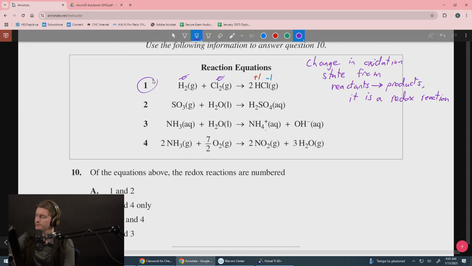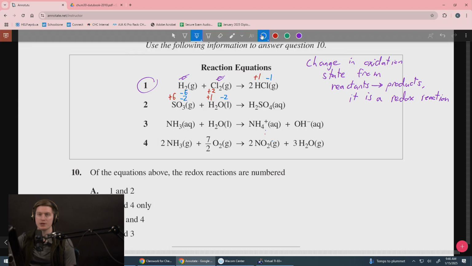Our next reaction, sulfur trioxide reacting with water becomes sulfuric acid. Oxygens are going to have an oxidation state of -2. We've got 3 oxygens, overall -6. This is a neutral molecule, so that means the sulfur has to have an oxidation state of +6. Within the water, oxygen has an oxidation state of -2, and each hydrogen has an oxidation state of +1. Together, that's +2, neutral molecule.